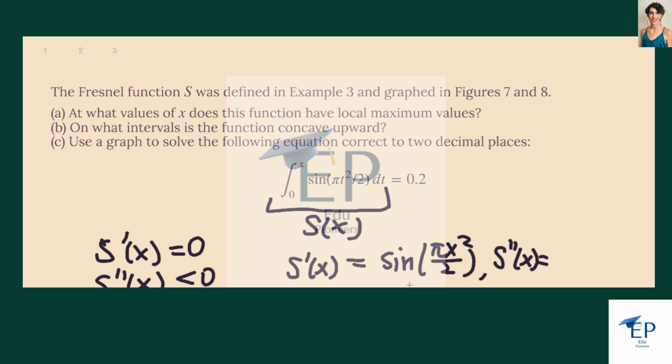should be the derivative of this, so cosine of pi x squared over 2, not divide, multiply by the derivative of the inside, which is pi x. Right?